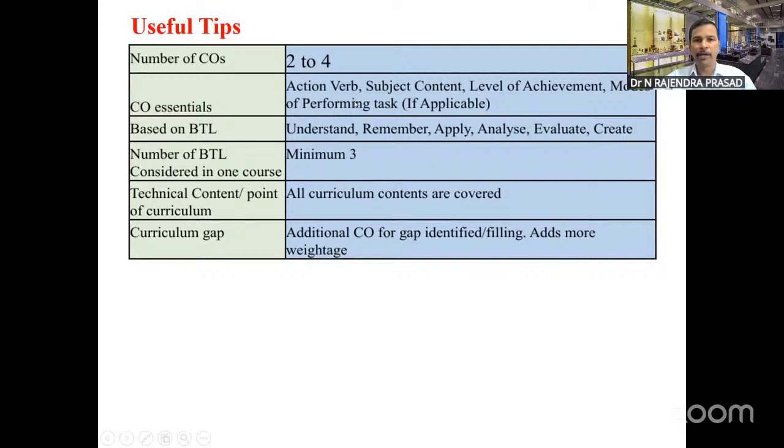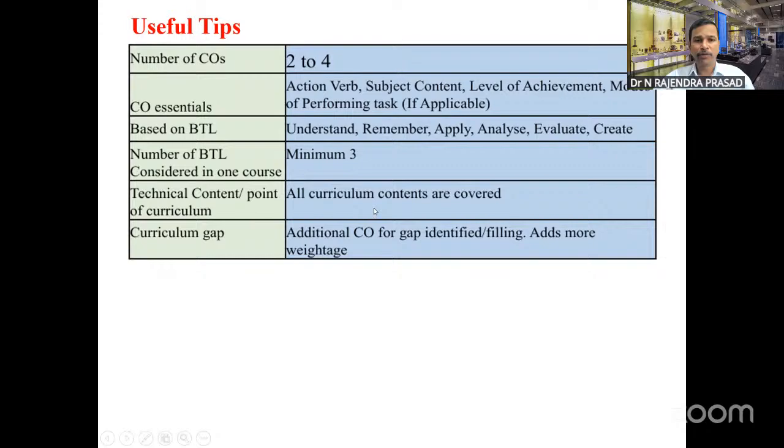Then you have to understand the CO essentials. It should have an action word, subject content, level of achievement, mode of performance, etc. You should not forget to include the taxonomy level. Out of all these 6, the CO needs to be achieved by applying the knowledge at the understand level, remember level, apply level, analyze level, etc. Number of Bloom's taxonomy levels, say let it be 2 to 3, means it should be neither simple nor difficult. So medium it should be, the CO performance effort should be medium or strong.